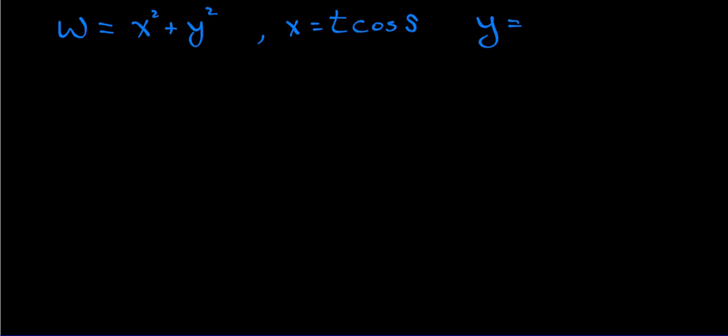Let's suppose that we have this function, w = x squared plus y squared. And let's suppose further that x is equal to t cosine s, and y is equal to, let's say, t squared sine s.